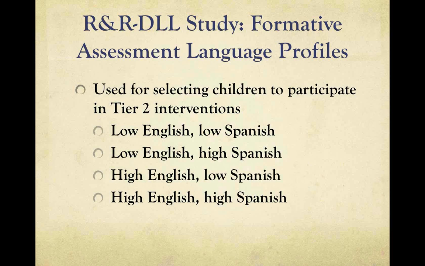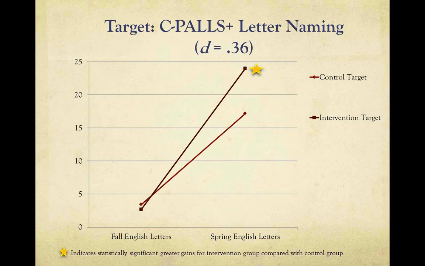So let's move on, and I'd like to show you some differences here between children who participated in those small group lessons compared to children in the control classrooms who would have been eligible to participate in the small group lessons had their classroom been implementing the R&R-DLL model. This first chart here looks at letter naming. So we can see that for letter naming in English, our darker line, the one with the star next to it, those are the children in the target group for the intervention classrooms, whereas the other line is the children in the control classrooms who would have been eligible. They were the low, so to speak, in the control classroom.